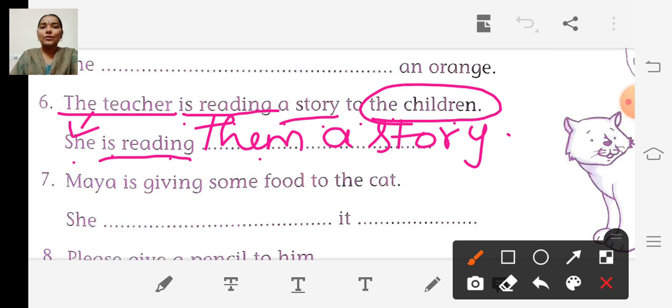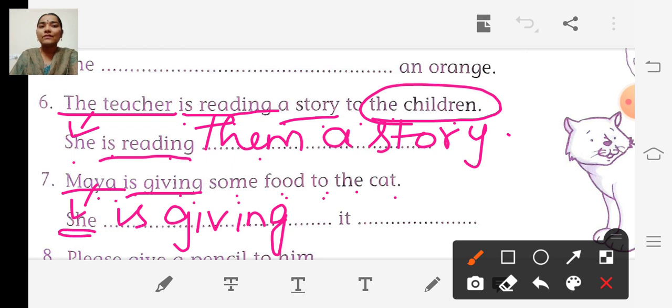Yes. So look at the 7th sentence. Maya is giving some food to the cat. So Maya is a female. So they have written she. Okay, she. What is she doing? She is giving, isn't it? So we have to write she is giving.